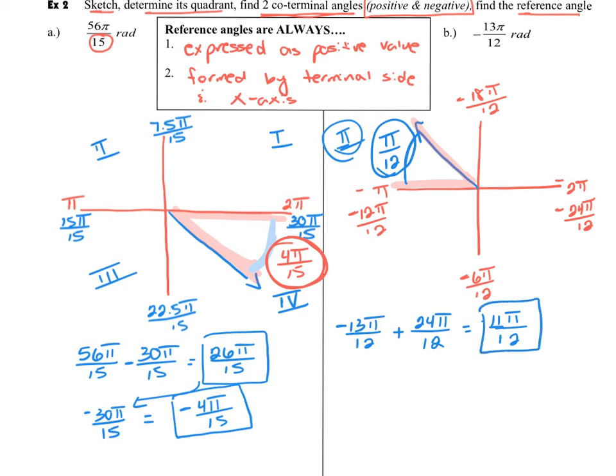Then if we added that 24 pi over 12 one more time, that would get us farther in the positive direction. So what we're going to do is subtract it, so we can get a new negative number, and that will get us to a negative 37 pi over 12. It is really important to understand that there is an infinite number of coterminal angles, positive and negative. We can keep rotating in positive directions or in negative directions and go on and on and on. So these answers are really just two of an infinite number of answers for us.